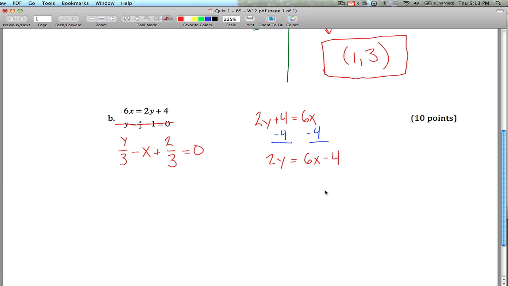But I want to know what y equals, so divide both sides by 2. And what that gives me is y on the left-hand side. 6x over 2 is 3x. Negative 4 over 2 is minus 2. y equals 3x minus 2. So this equation right here gives us this line, y equals 3x minus 2.